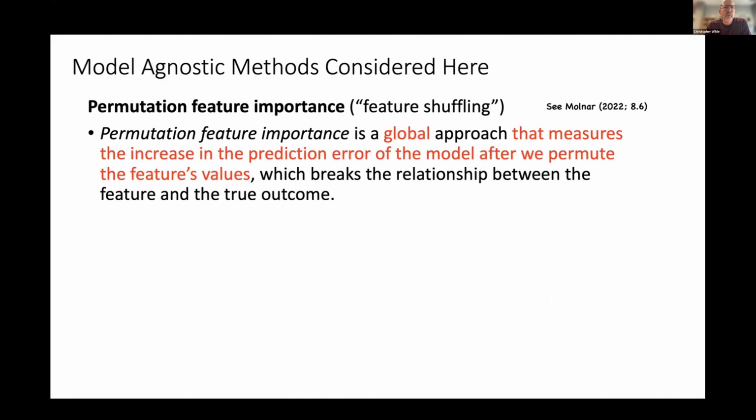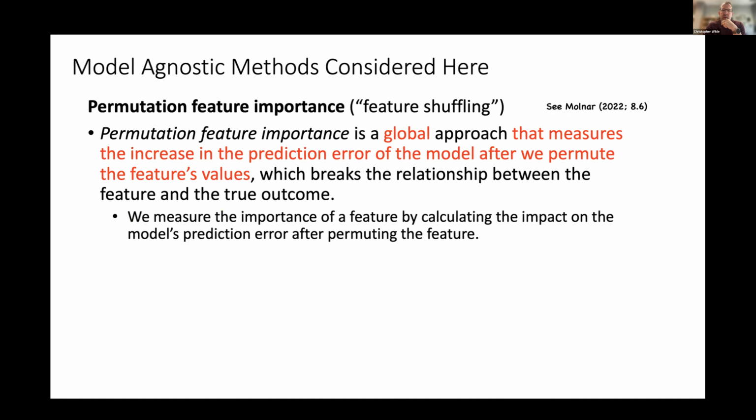So let me just talk about these things very briefly. Obviously, there's a lot more detail in the paper and then in these other references too, but feature shuffling or permutation feature importance is a global approach that, it's super simple to think about. It just says, I'm going to look at how the prediction error changes if I permute the feature values. And so that's clearly going to break the relationship between the feature and the true outcome. So if you do that one at a time, then you can measure the importance of that feature by just seeing how much it impacts your prediction error or whatever measure you care about when you've done that permutation.